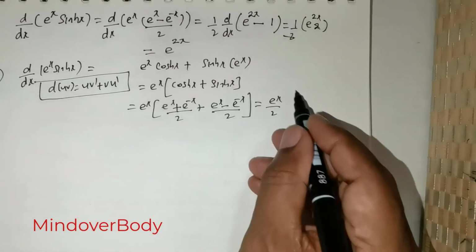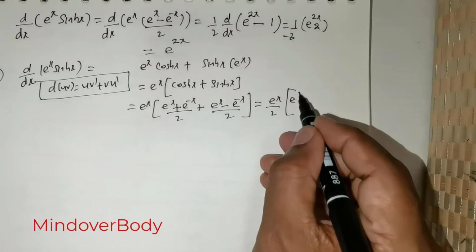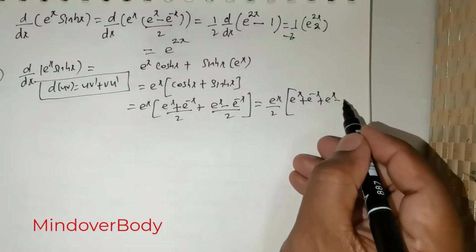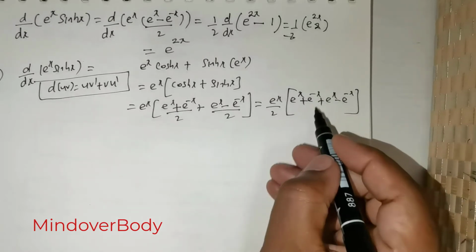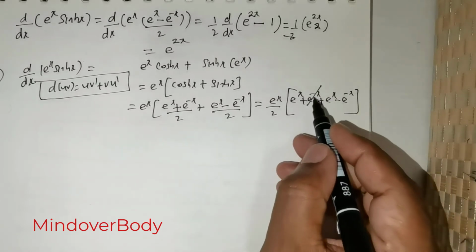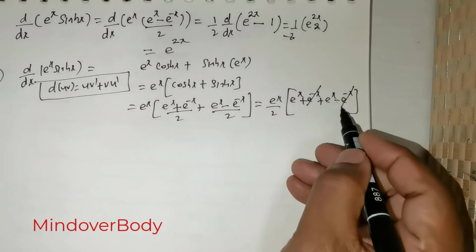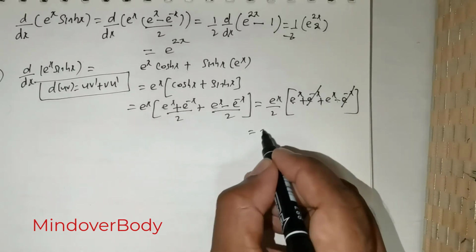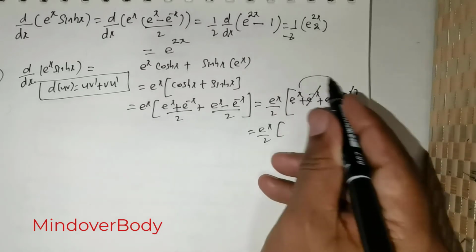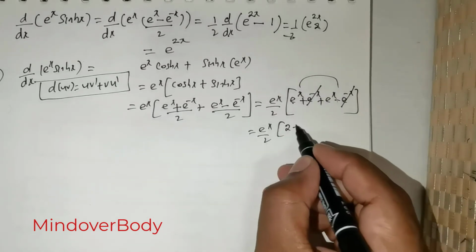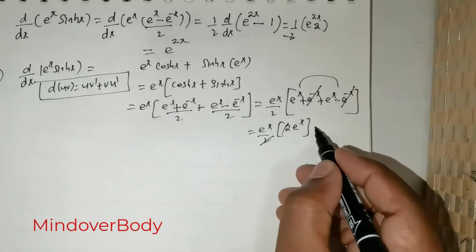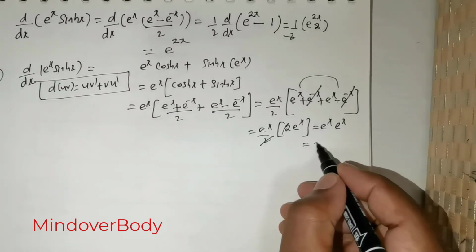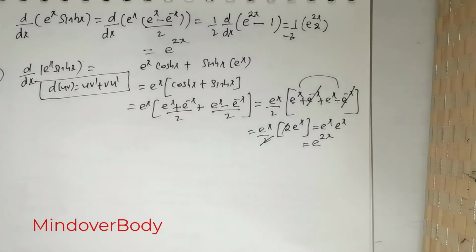2 is common, we can take that out. So you get e raised to the power of x plus e raised to the power of negative x, plus e raised to the power of x minus e raised to the power of negative x. The e raised to the power of negative x terms, with the negative sign, can be cancelled. So you get e raised to the power of x and e raised to the power of x. You can add these two together, so you get 2 times e raised to the power of x. 2 can be cancelled. So you get e raised to the power of x multiplied with e raised to the power of x, which is nothing but e raised to the power of 2x.